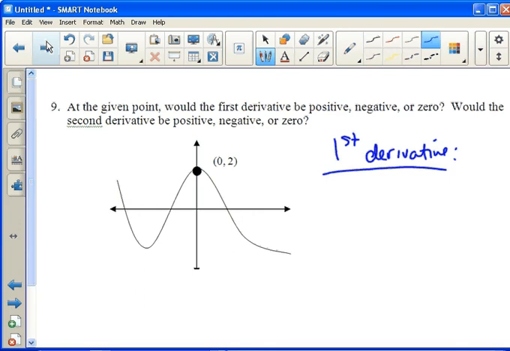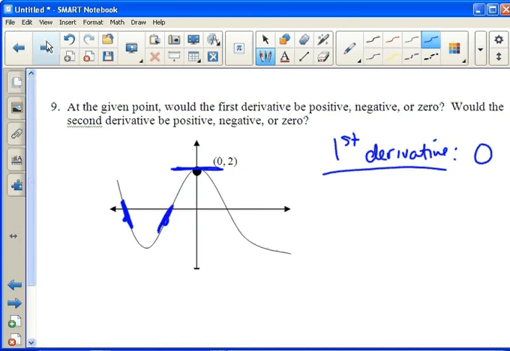It is 0. Just to give you a little bit extra practice here, if the point was here, our slope is negative because we're going downhill, so then we'd have a negative first derivative. If it was here, we're going uphill, so we'd have a positive first derivative. But at the point that was marked, the first derivative would be 0 because the slope there would be 0.